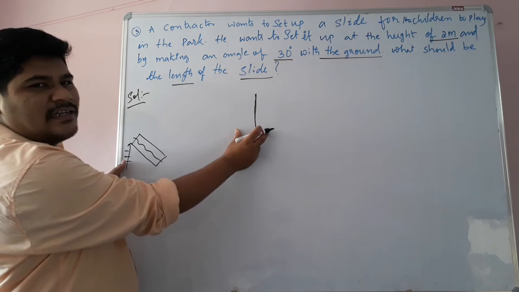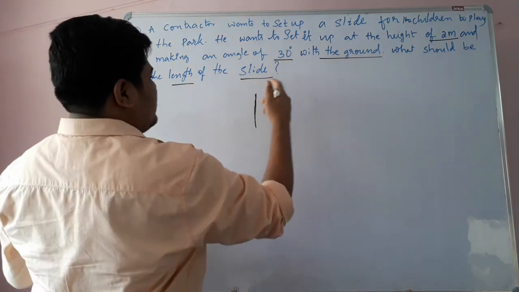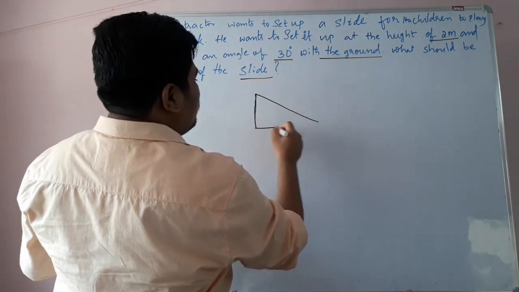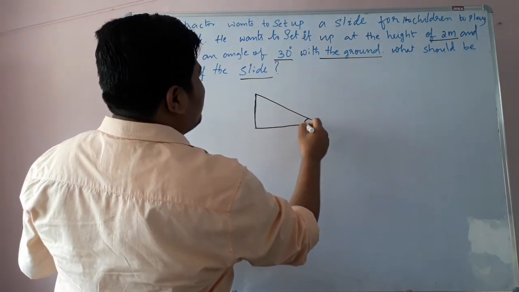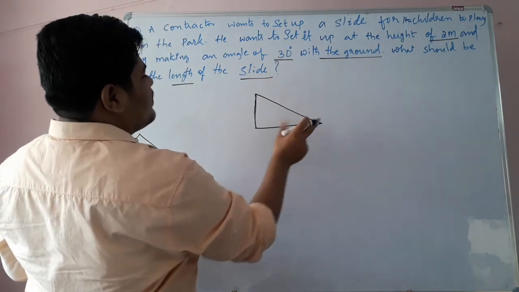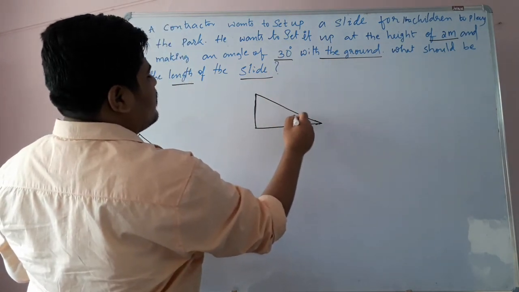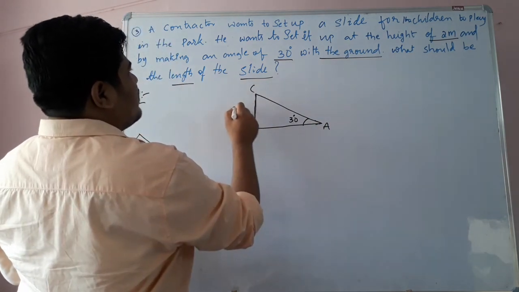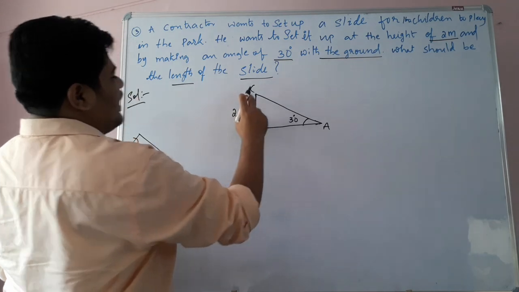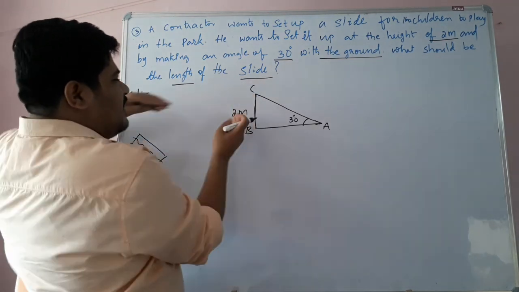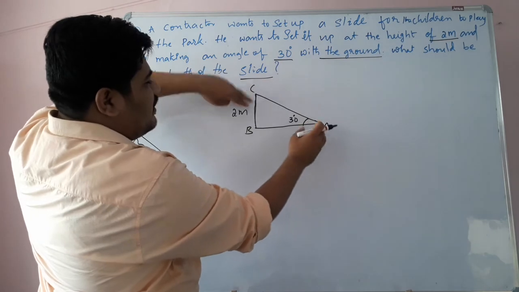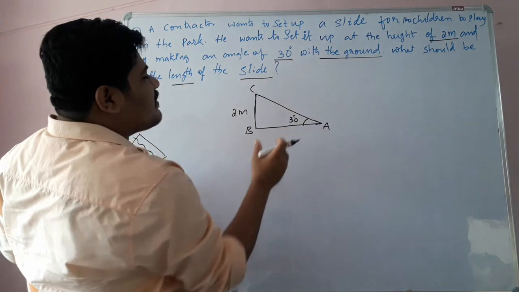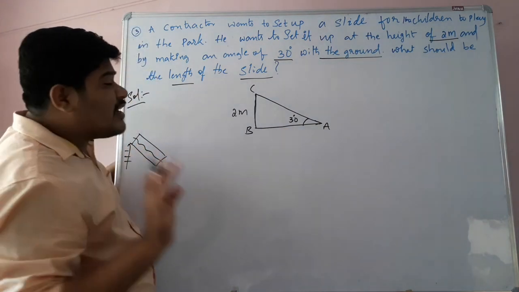This is the height of the slide which he is setting up in the garden, and this is the length of the slide. The slide is making 30 degrees with the ground. So this is the ground, 30 degrees it is making with the ground. Name it A, B, C, and the height is given as 2 meters. He sets the slide at 2 meters height, and the slide is making 30 degrees with the ground. Now they are asking us to find the length of the slide AC.